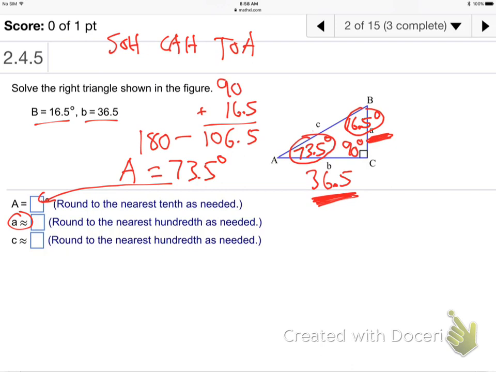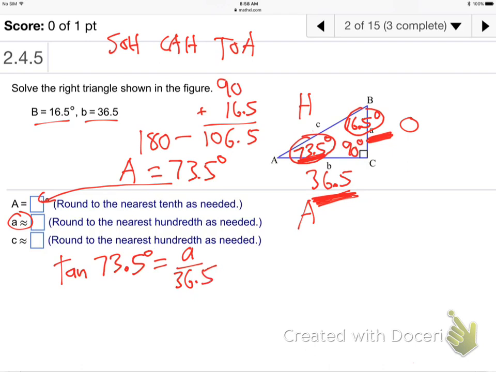It doesn't really matter. Either one's fine. So let's say I just use the 73.5. So 73.5 is what over what? For 73.5, this is the opposite, this is the hypotenuse, this is the adjacent. Now you could use the 16.5 instead, and that'd work fine too. So I'm going to use this one. So that's tangent, isn't it? Tangent of 73.5 is the little a over 36.5. Everybody see how I came up with that?